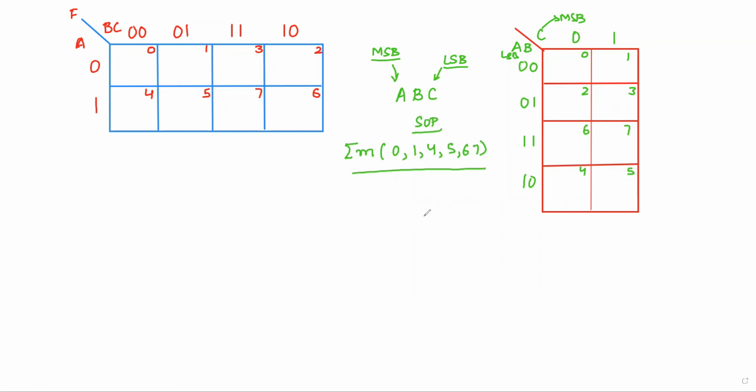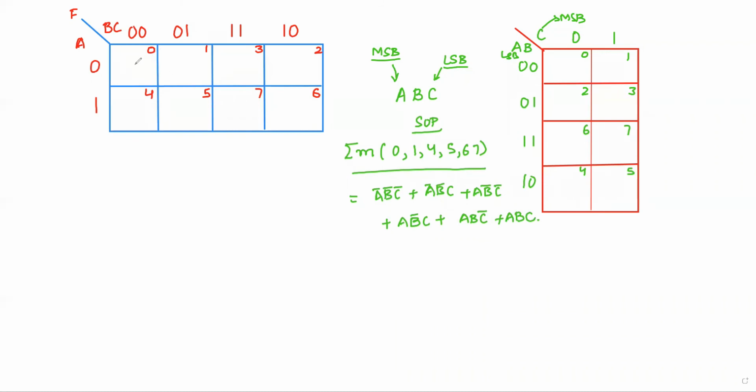Now, the one way which you already know is using Boolean algebra. That means you will write it in canonical form: A bar B bar C bar plus A bar B C plus A B bar C bar plus A B bar C plus A B C bar plus A B C. And then you can minimize it. The other way is the K-map, which I'm going to discuss now.